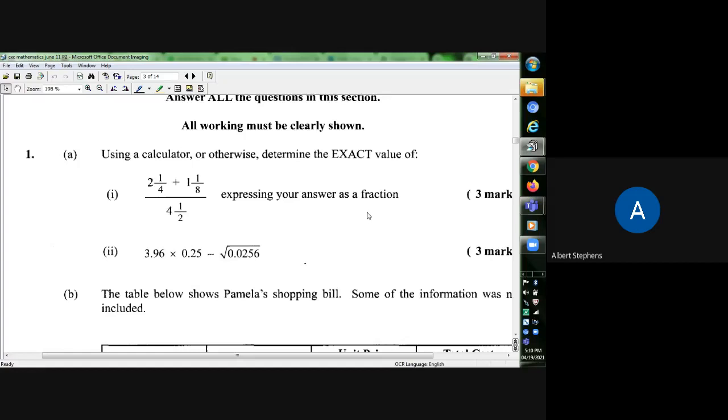So we're just going to look at a few past papers today, paper two.